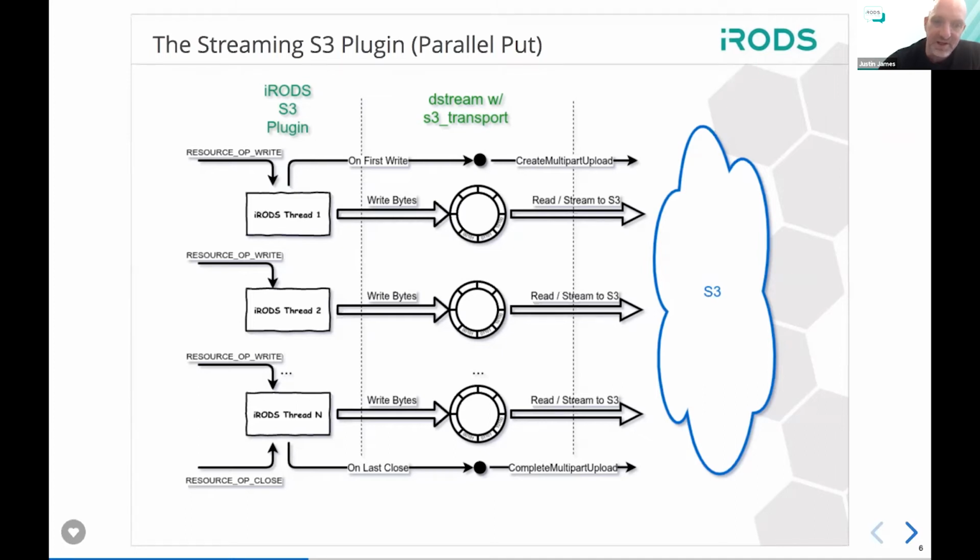The first S3 transport object will call create multi-part upload. Then all the other threads, once they get a write operation, will create their own DStream and S3 transport objects. So all of these writes, again, are written to the circular buffer, and a new thread is spawned for each thread to read that circular buffer and stream to S3. Then once we get the last close operation, the transport object will call complete multi-part upload.